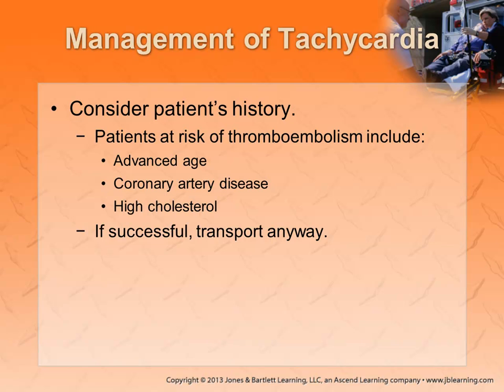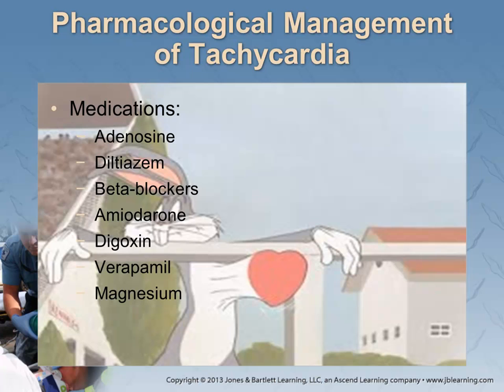Consider the history, some of the things that may go into causes of tachycardia, thromboembolisms, some of the stuff you see there. We'll get into that a little bit later. So, your pharmacological management of tachycardias. It's going to be adenosine. Diltiazem, also known as what? Cardizem. Your beta blockers, Sotalol is the recommended one. What are some common beta blockers? Metoprolol, propranolol.